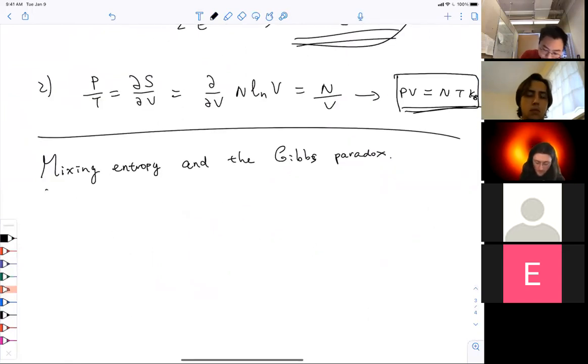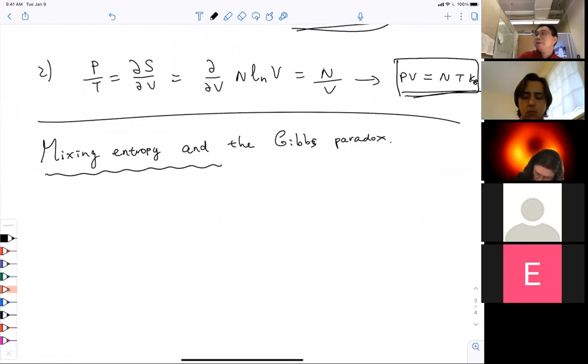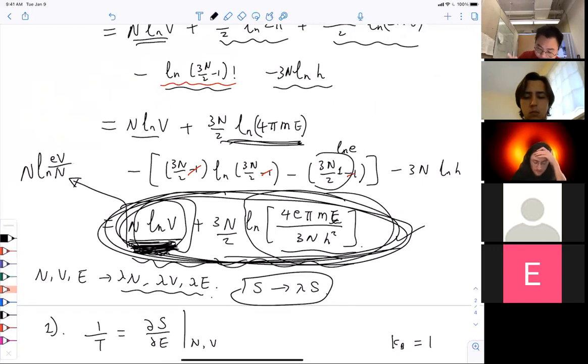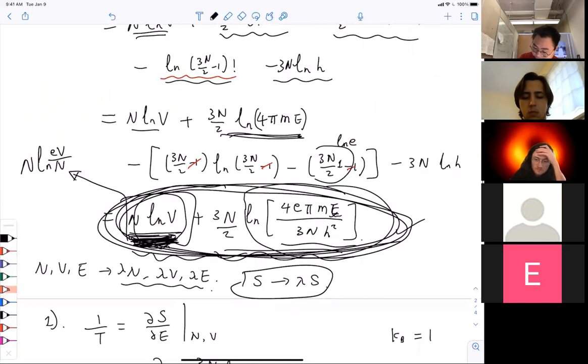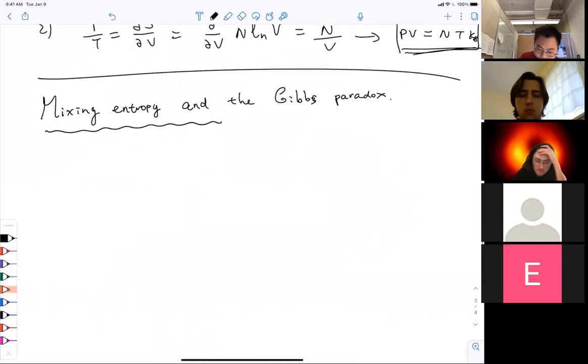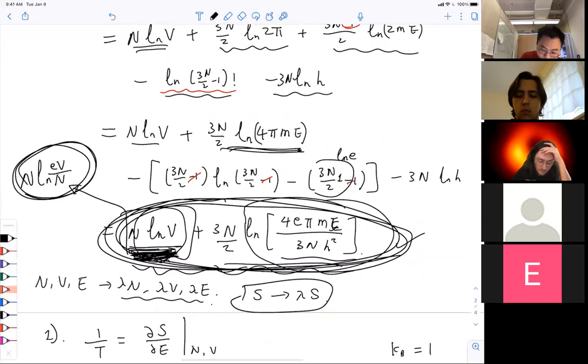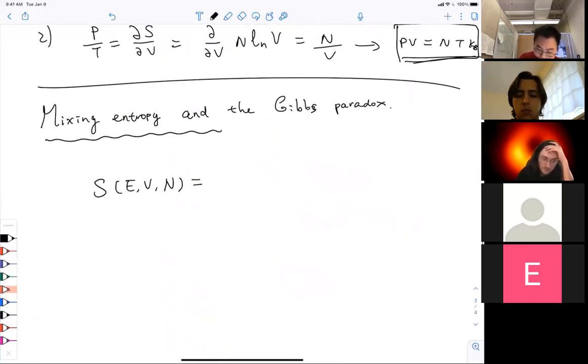Okay, so for this mixing entropy, the setup is quite simple. By the way, let me first use this wrong result. It's wrong, but for most cases the results are the same. Let's use this one. You can show by yourself that if we use this, the results are the same. S equals N log, and I write the whole thing out.